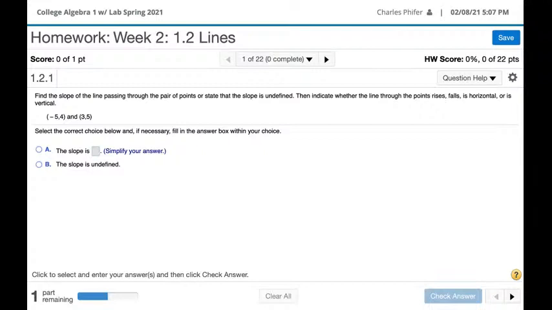So this is section 1.2 lines. That's much better. This is question number 1 from the homework. It comes from 1.2, question number 1. And then it says find the slope. Okay, I'm just going to say find the slope. Nope, that's not a question. That's a statement. Come on. Find the slope, and we have 2 points. We have -5, 4, and we have 3, 5.